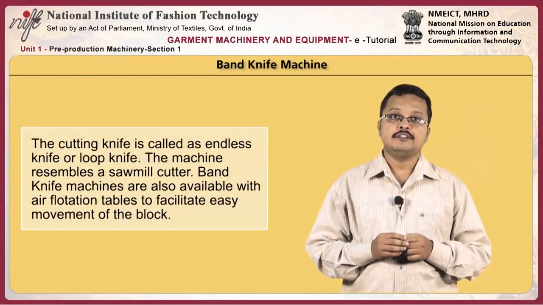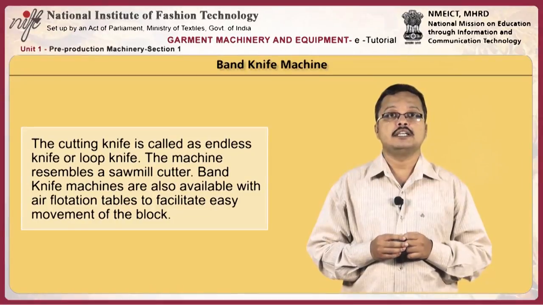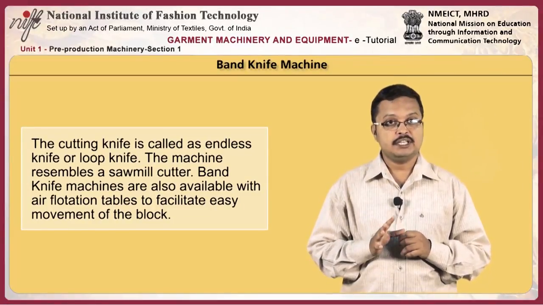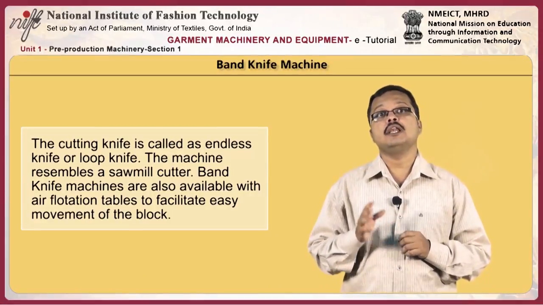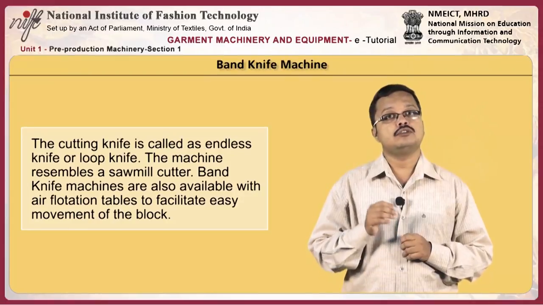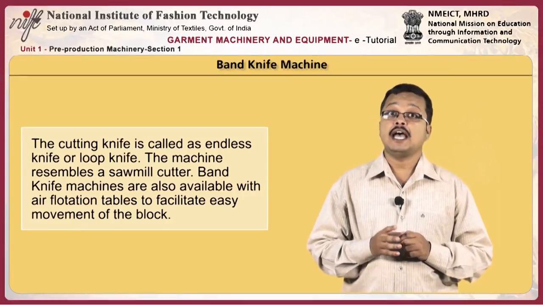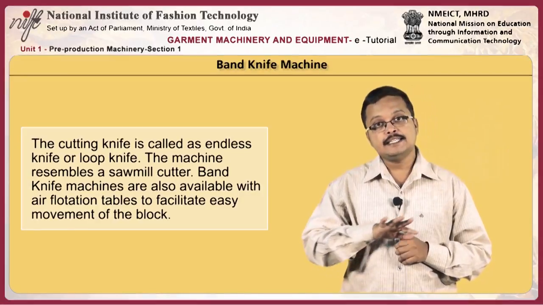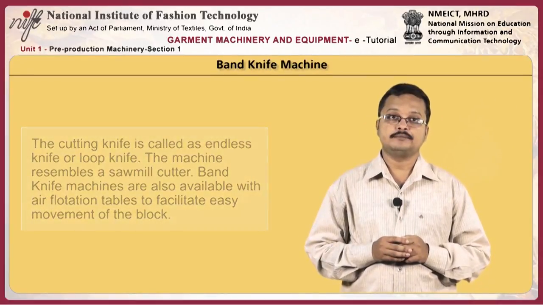The cutting knife is called an endless knife or a loop knife. The machine resembles a sawmill cutter. Band knife machines are also available with air flotation tables to facilitate easy movement of the block.